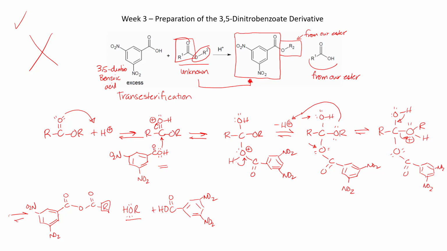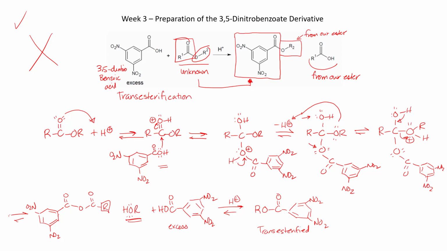What's going to happen then is that the alcohol that just got liberated is going to react with the excess of the 3,5-dinitrobenzoic acid in the presence of the H+, and through a standard Fischer esterification, I'm going to end up adding that OR group to the 3,5-dinitrobenzoic acid part to make the transesterified product.